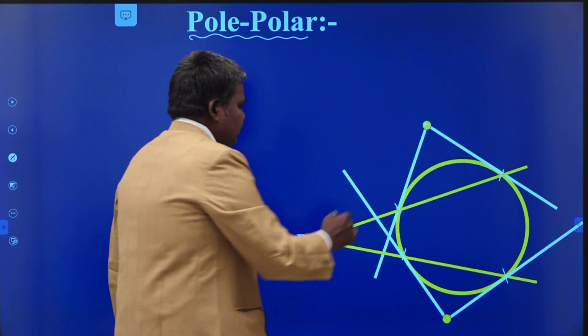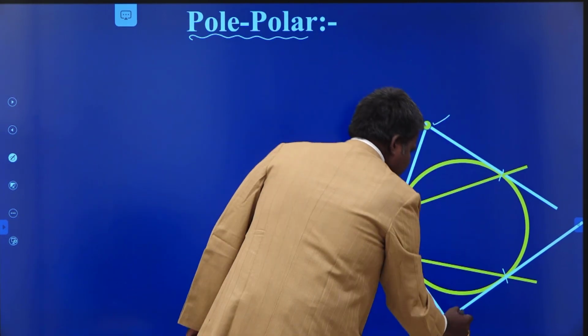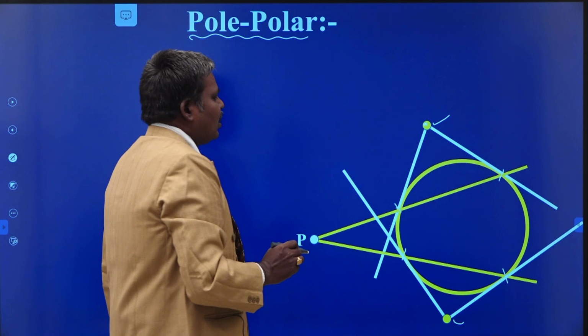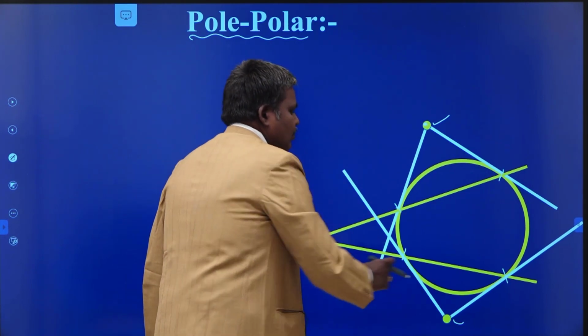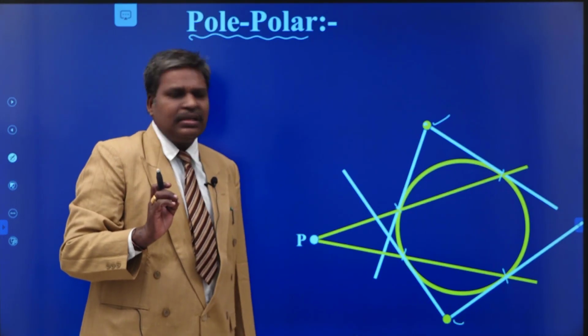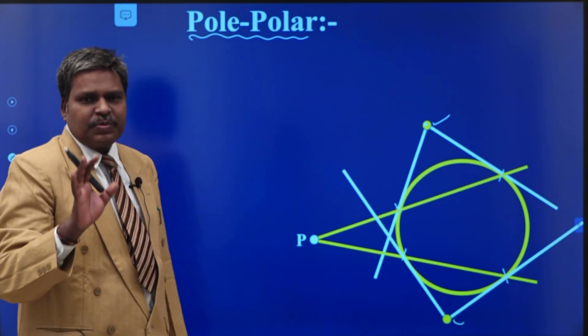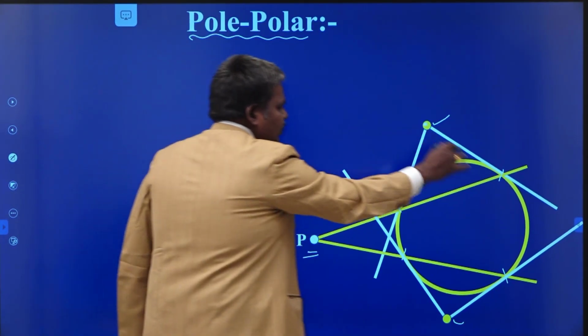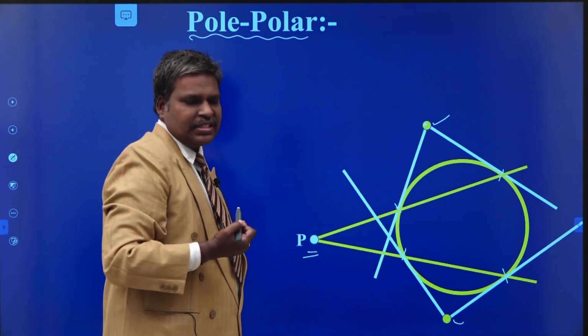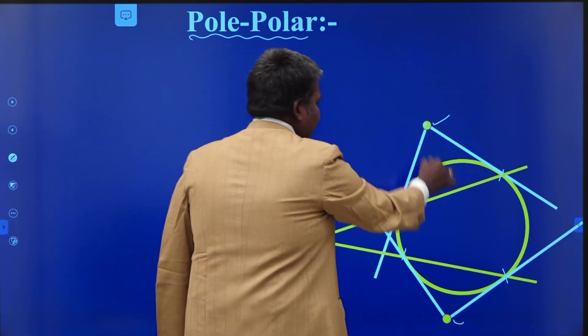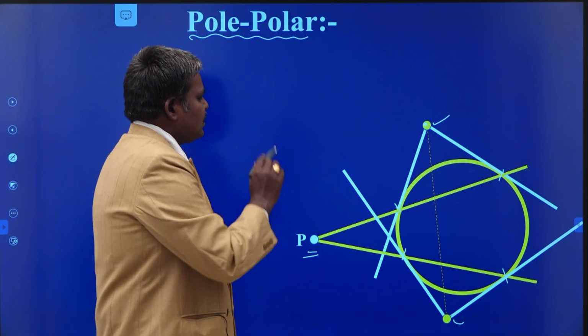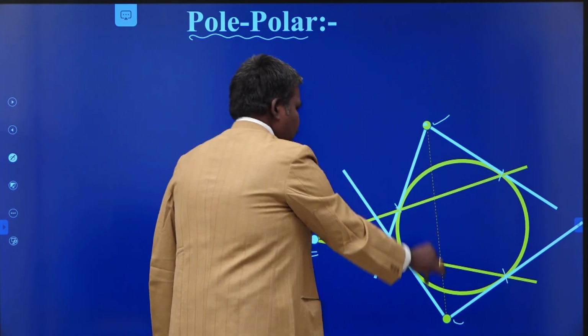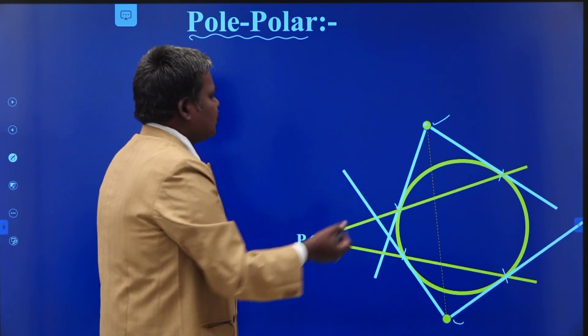So, you get this type of points of intersections. You collect all such type of points, you get some locus. That locus is called polar of P with respect to the circle. So, polar is defined for a point with respect to a circle. Understand? You collect all such type of points, you get some locus. This is the locus of the point P with respect to the circle.